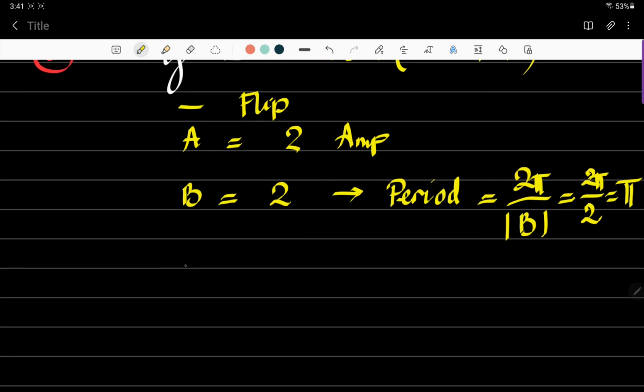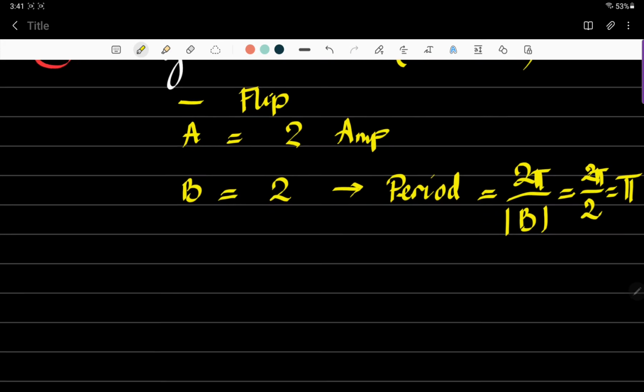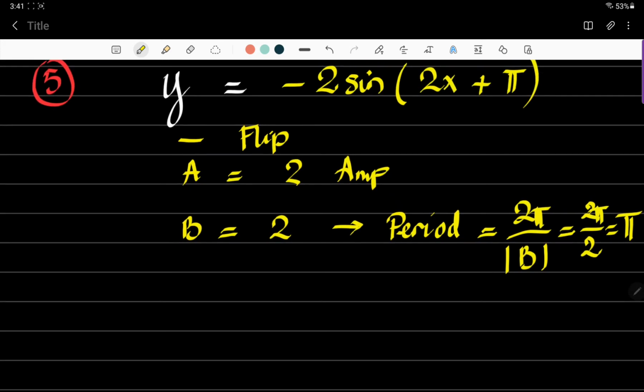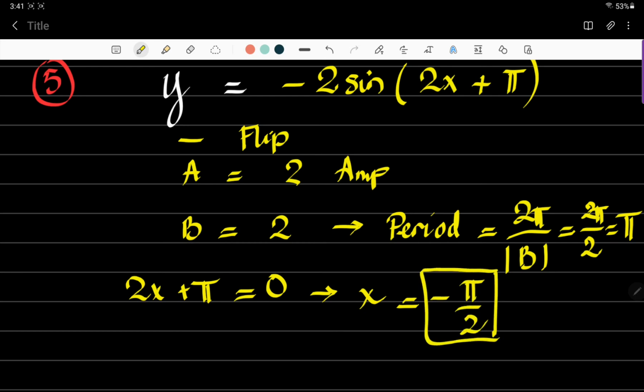Now we need to find the C. In this case, we have 2x plus pi, set it equal to 0, and we solve for x. Bring pi to the right and divide by 2, you have x equals negative pi over 2. This right here is called the phase shift. That means your whole equation will shift to the left, because it's negative. Good?